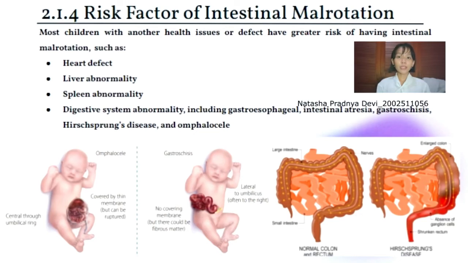Now, I will explain the risk factors of intestinal malrotation. Intestinal malrotation occurs in boys and girls equally. However, more boys show symptoms by the first month after birth. Children with other health issues or defects have a greater chance of having intestinal malrotation, such as heart defects, liver abnormality, spleen abnormality, and digestive system abnormalities, including gastroesophageal and intestinal atresia.